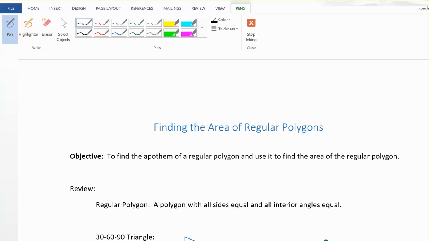Okay, so that's lesson 10.3 in your book. It's finding the area of regular polygons. And remember, our objective was to be able to find the apothem of a regular polygon, and we did that with the 30, 60, 90 triangle. If it's not given to you, you have to be able to find it. And then use that apothem and the perimeter to find the area of a regular polygon.